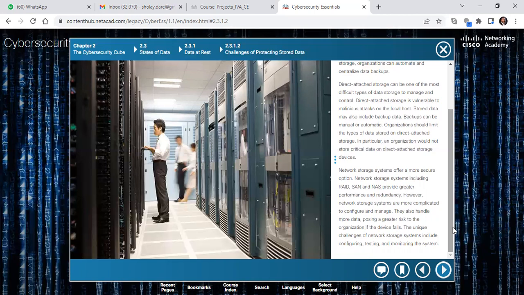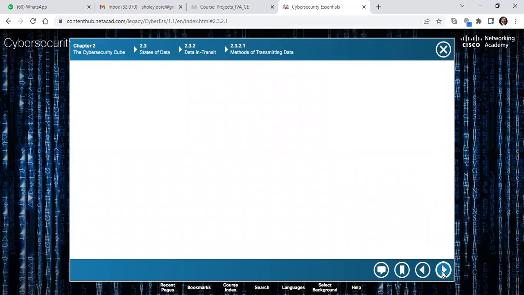They also handle more data, posing a greater risk to the organization if the devices fail, because these devices, RAID, SAN, and NAS, use the biggest storage to store files. The unique challenges of network storage systems include configuring, testing, and monitoring the system. If you don't have those three things in place, you will possibly have serious challenges with protecting stored data.